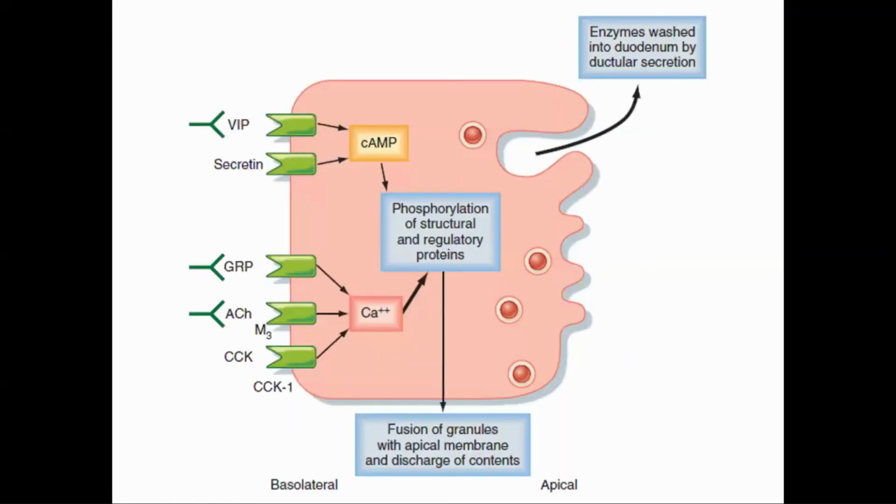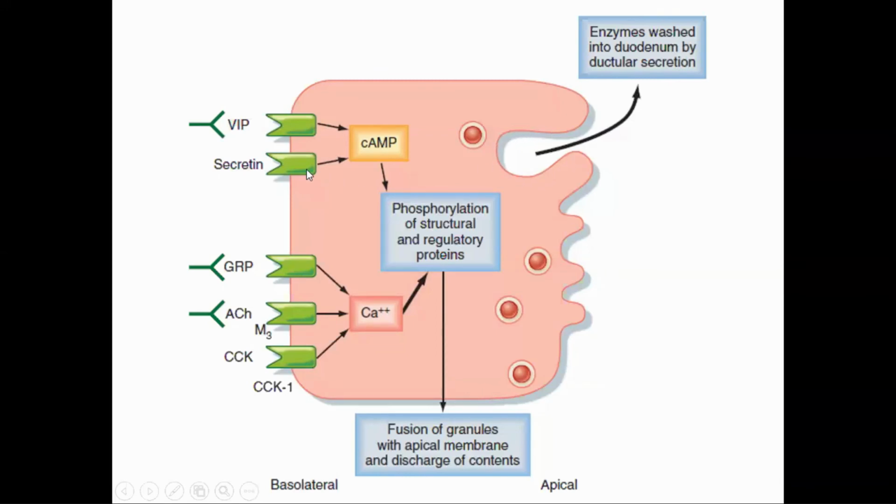So look at this secretin. Secretin increases the cyclic AMP level. When the cyclic AMP level is increased, protein kinase A is formed, which helps in fusion of these granules into the apical cells.